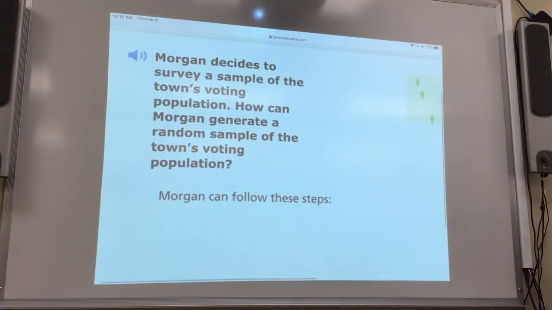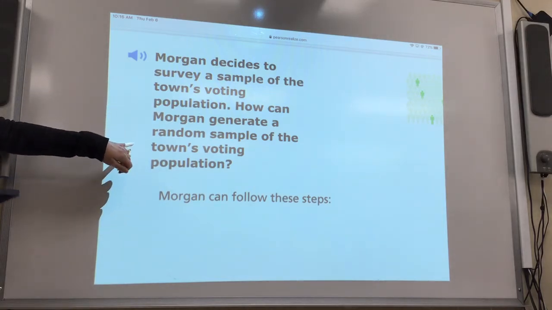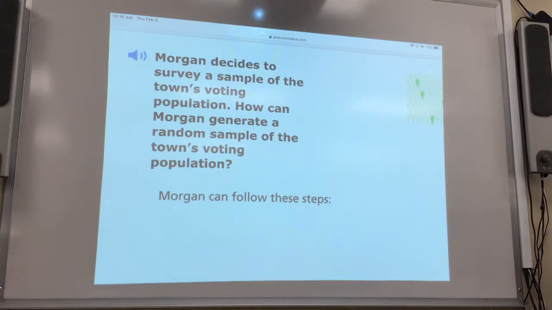Okay, so Morgan has decided on a sample. She decides to survey a sample of the town's voting population. How can Morgan generate a random sample of the town's voting population? So we went through a couple of sample options for Morgan earlier, and one was too small, she only asked 3 people. One was, she asked the first people she gave to, like a group of people, and we said that wasn't good. So what would be a random sample of a town's population? How could you do a random sample?